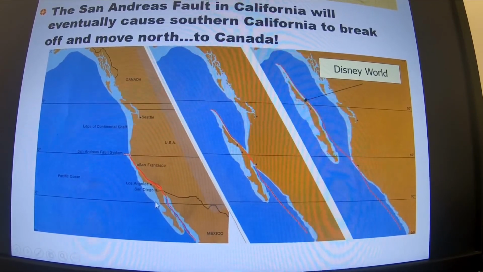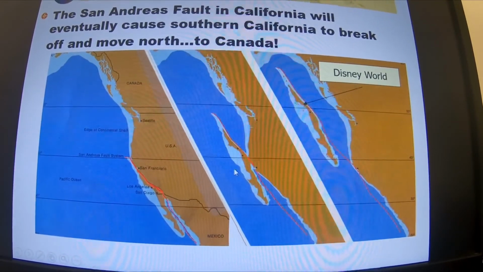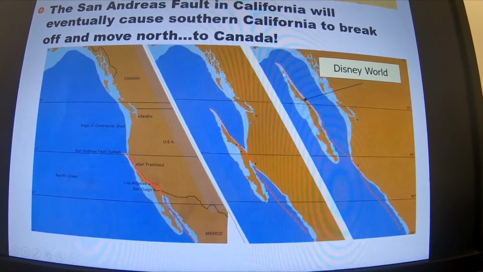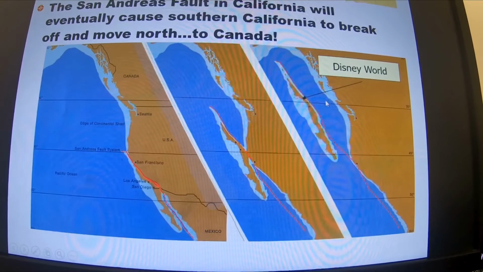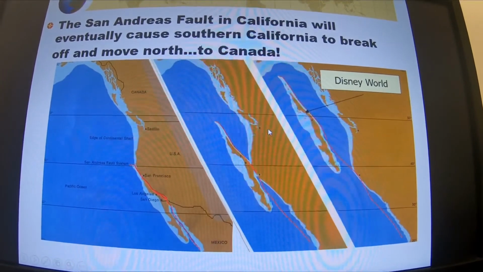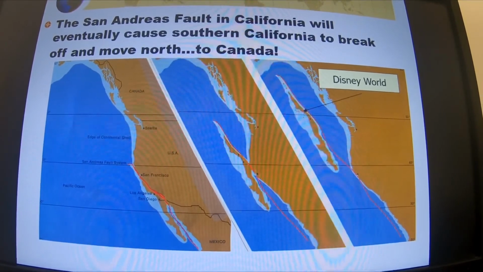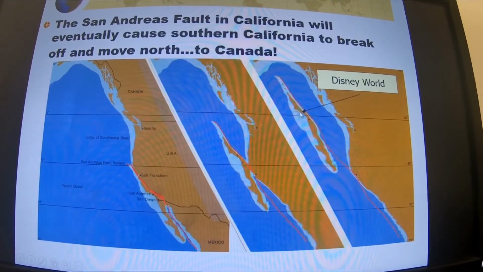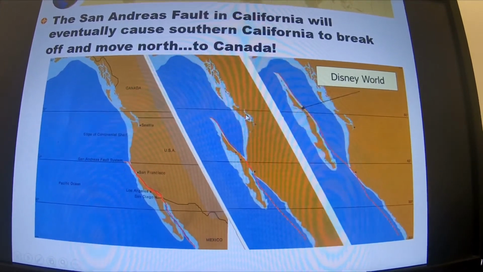And if we want to go over time and fast forward, eventually part of it is going to break off right here and start heading its way north to Canada. Here's BC. Now, this is going to take millions of years, so I don't know. We're not going to be around to enjoy the fruits of having Disney World in Canada. And by the way, all of the shaking and earthquakes will destroy it anyway, but kind of an interesting fact about it.